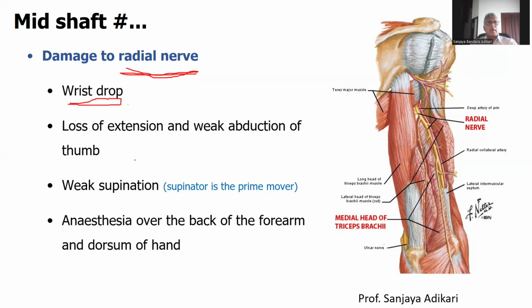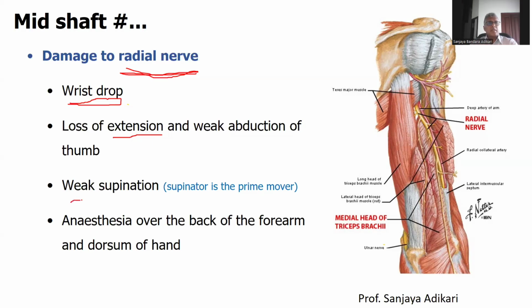Okay, and there will be loss of extension and weak abduction of the thumb. Now, the reason for loss of extension of the thumb is that both extensor pollicis longus and brevis are supplied by branches of the radial nerve. Therefore, the thumb cannot be extended. When it comes to abduction of the thumb, there are two abductors. The abductor pollicis brevis is supplied by the median nerve and the longus by branches of the radial nerve. So abduction could be weak.